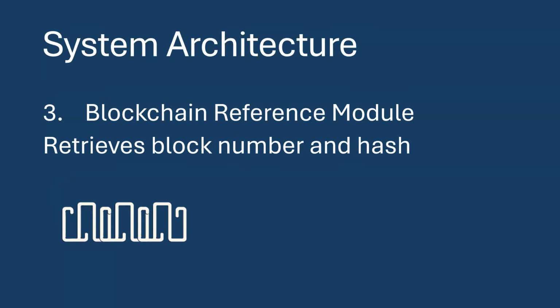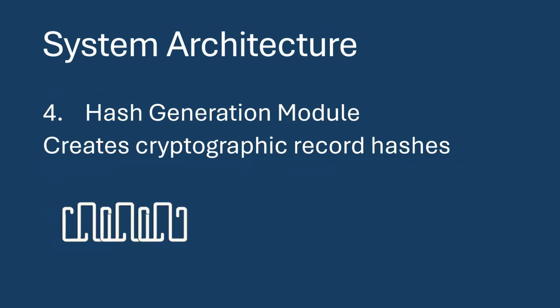The blockchain reference module retrieves the latest block hash. 4. Hash generation module. A component that creates a cryptographic hash of the custody record, including all metadata, to establish a digital fingerprint. The hash generation module creates a digital fingerprint of the complete record.